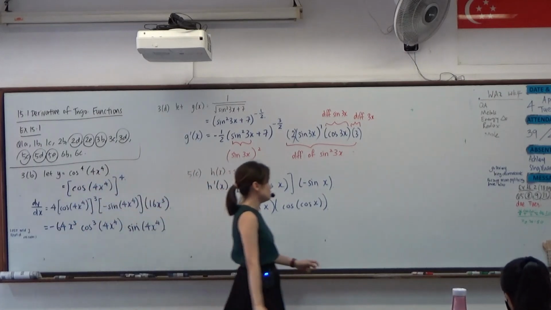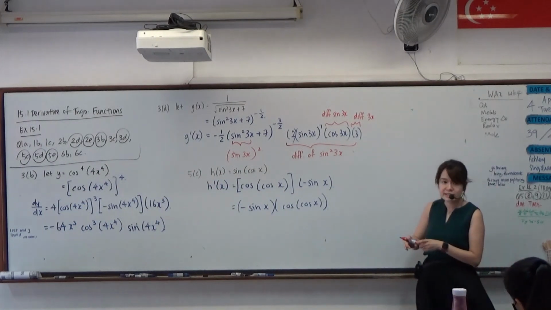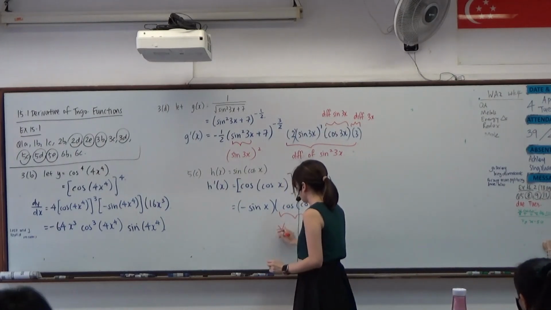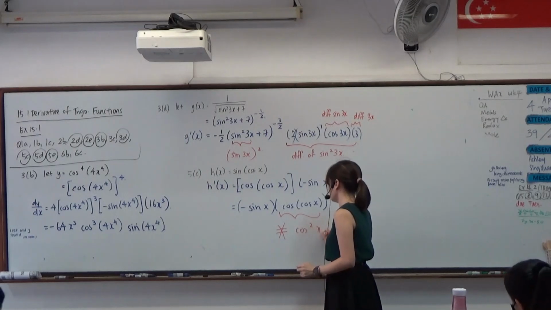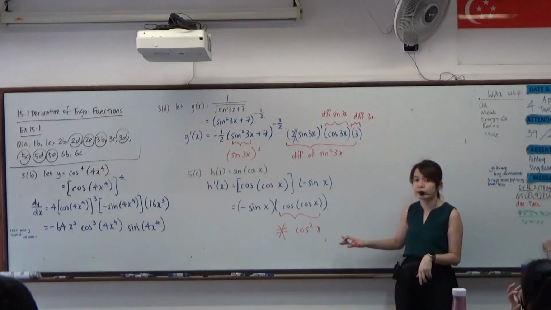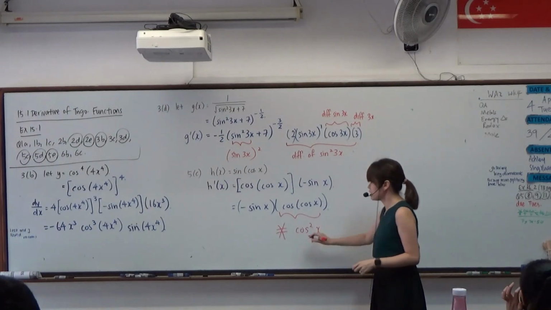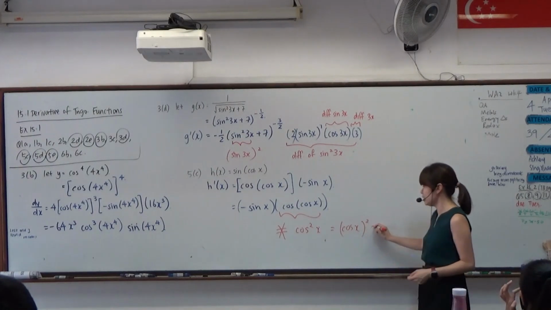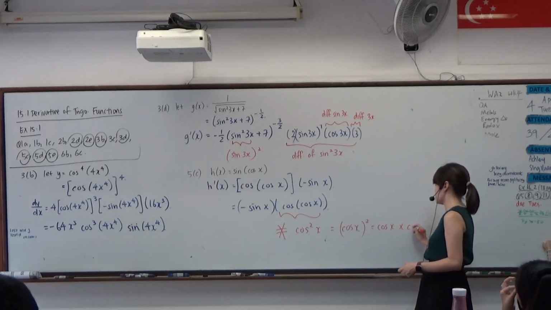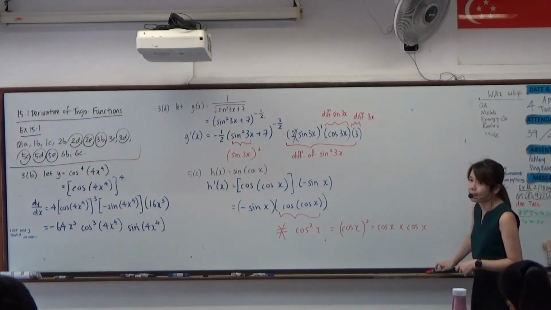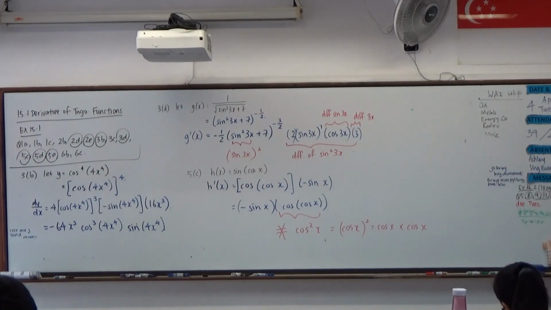Do be very careful. Cosine is a function, it is not algebra, so you cannot say that it is equal to cosine square x. Cosine x is not the same as cosine square x. Because cosine square x, we know that it refers to cosine x bracket square, which is cosine x times cosine x. A bit like inception thinking over here.